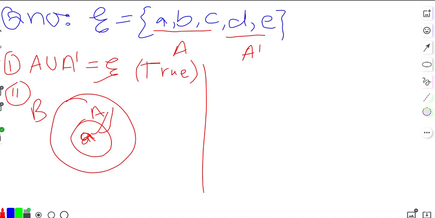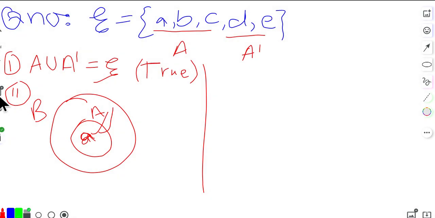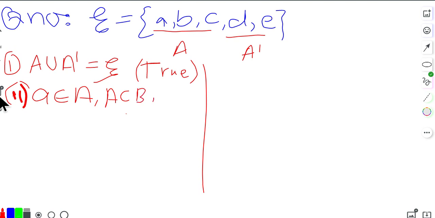Part 2. a belongs to A, A is a subset of B, and a belongs to B. So that means this is also true. Now I will write here only the answers, true or false.